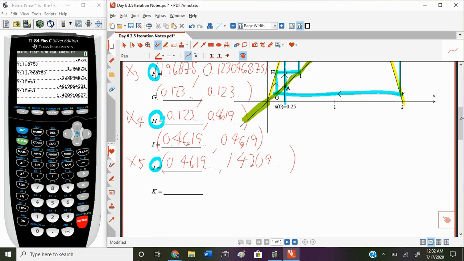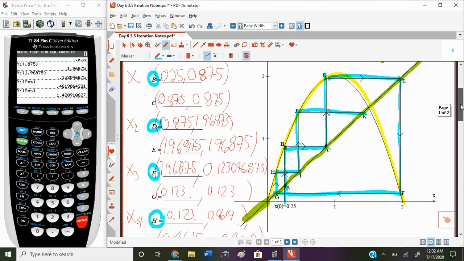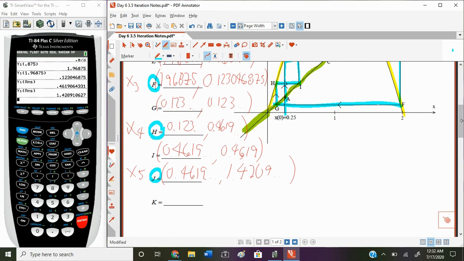All right, one more. And let's go up to our graph. So let's look at where K is. So I need to follow my line to figure out how to get from J to K. So that is back on our y equals x. And that means my x and y coordinates are the same. So it should be 1.4209, comma, 1.4209.